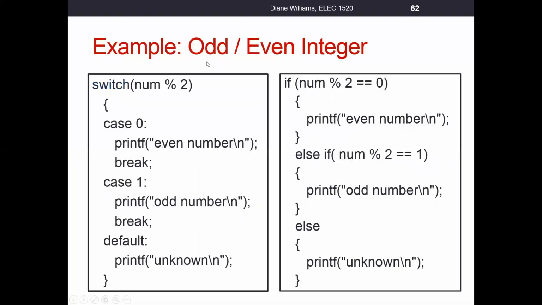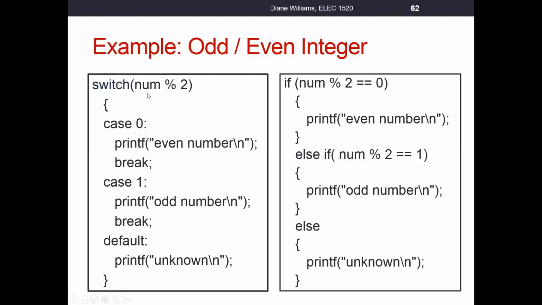Let's go ahead and see how we would code a switch statement if we want to test for an odd or even integer, and then compare it to the if statement. So here, I switch on num mod 2. Remember, the modulus operator is used with integer data types only, anything in the integer family. It returns the remainder. So anything modded by 2 could return a remainder of 0 or a remainder of 1.